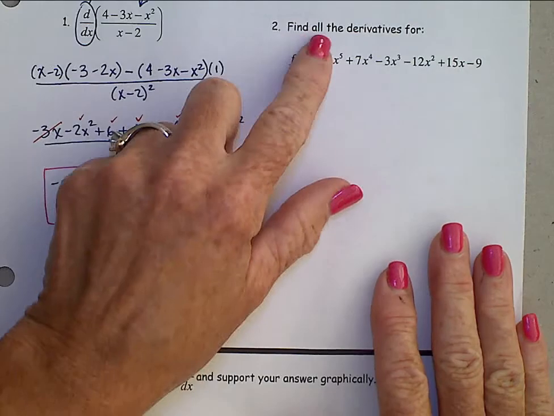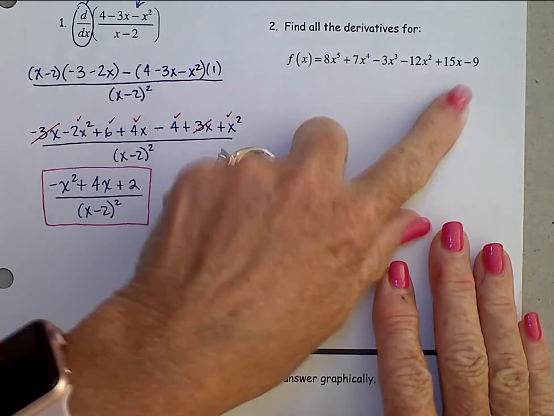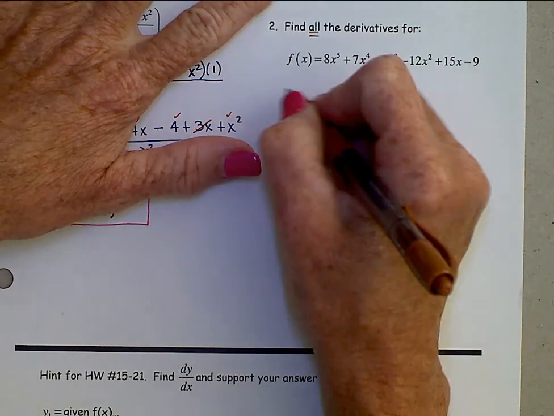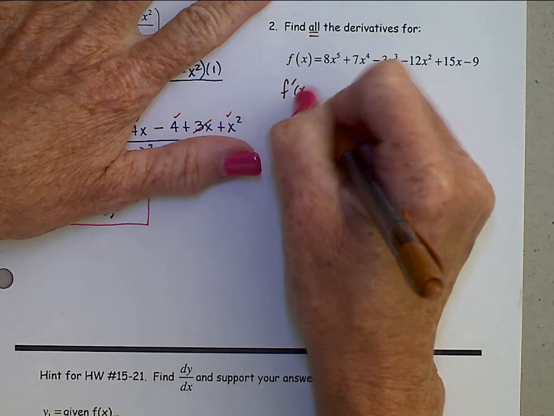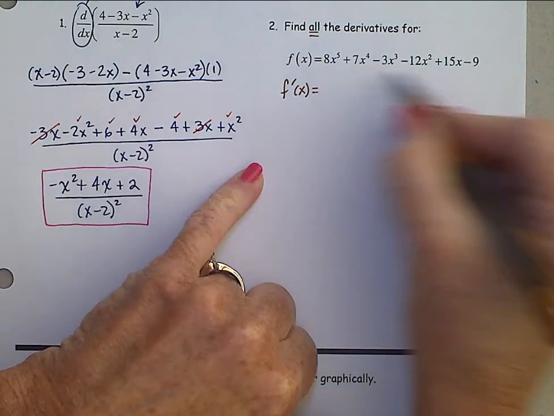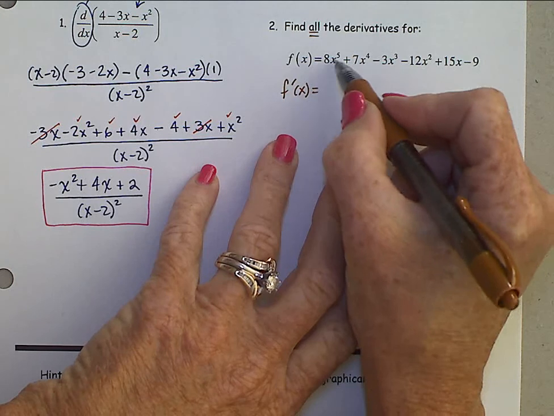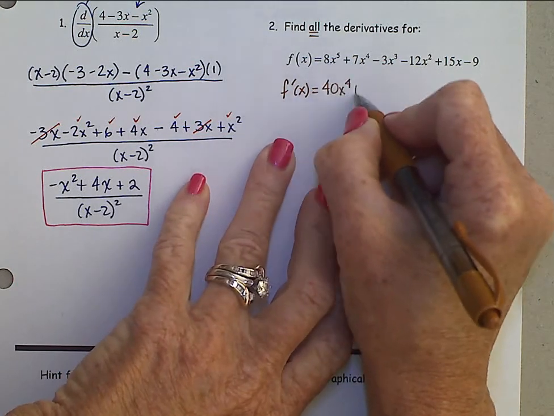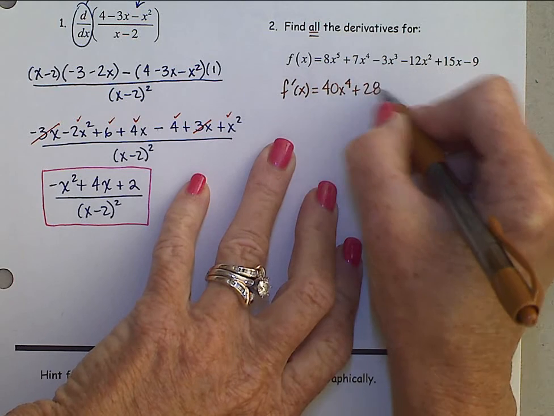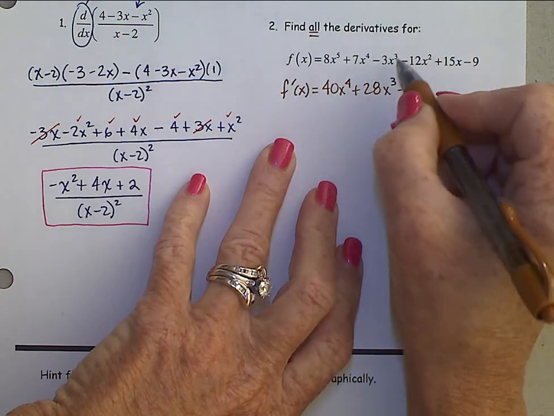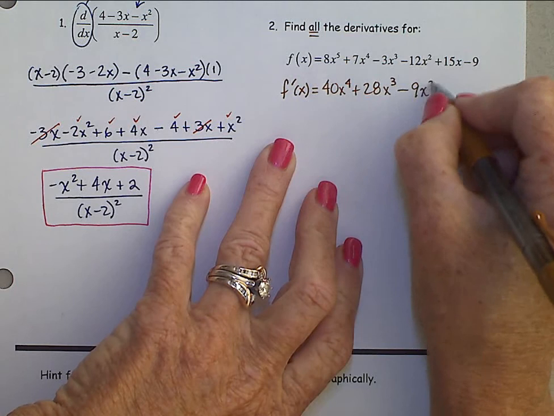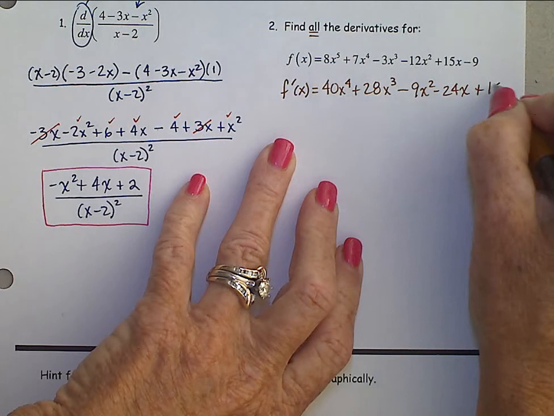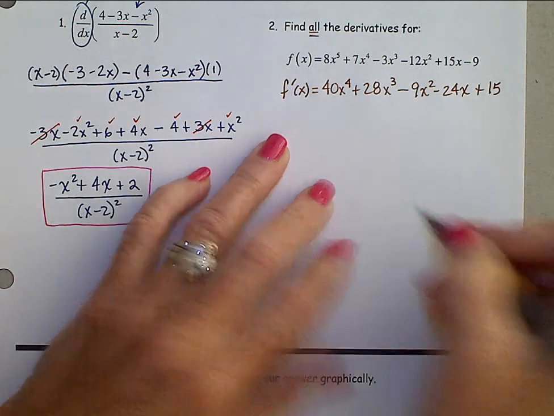Find all the derivatives for this function. All of them. So let's find f prime, and we just run on through using our polynomial or power rule. So 5 down, that's 40x to the 4th plus 4 times 7, 28x to the 3rd, minus 9x squared, minus a 24x plus a 15. That's the first derivative.